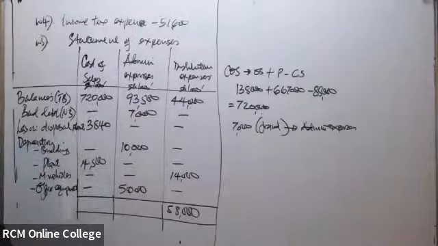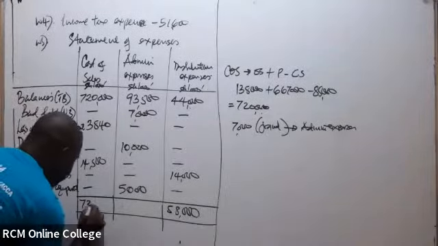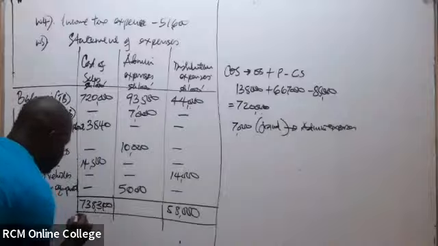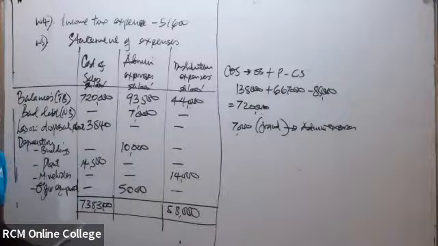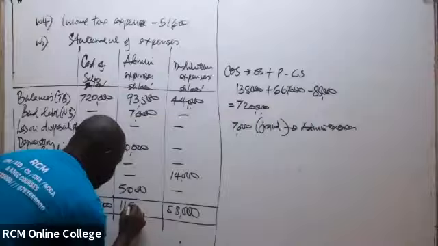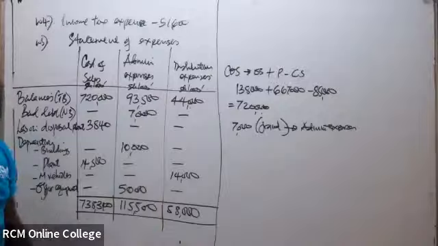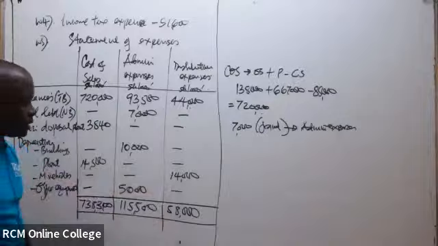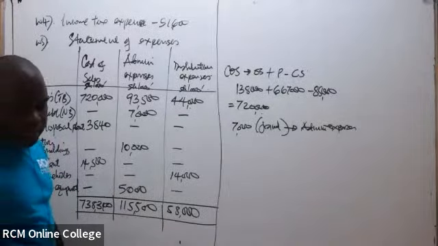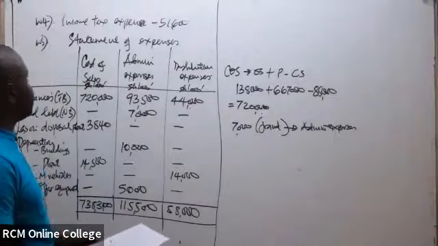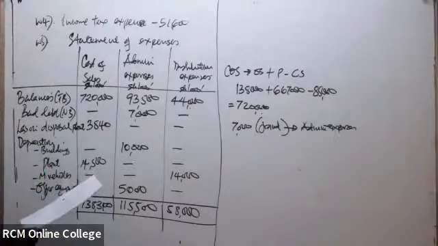What about cost of sales? Cost of sales, 738,340. What about in this case admin? Admin is how much? 115,500. And I hope this one is okay. I've just added, I think it's 58. So this plus this, you should be able to get 58. So that actually ends up becoming what? Our statement of expenses.